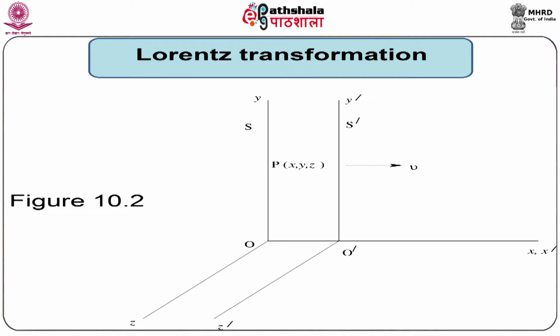Let us discuss the Lorentz transformation. To establish the Lorentz transformation, two important postulates are required. Number 1, principle of constancy of the velocity of light. The velocity of light or the velocity of propagation of electromagnetic disturbance in free space is a universal constant c, which is independent of the reference frame.